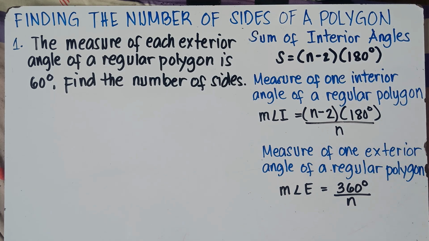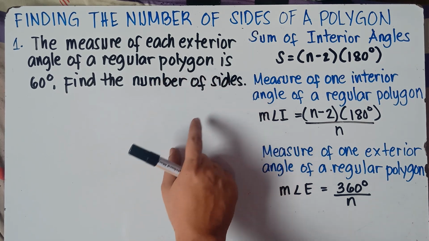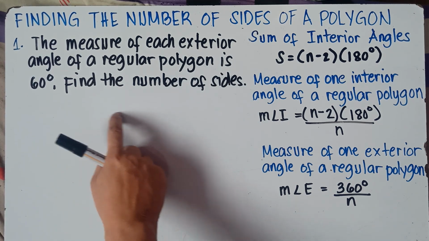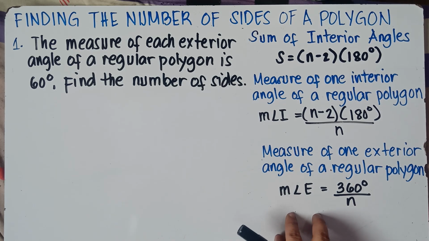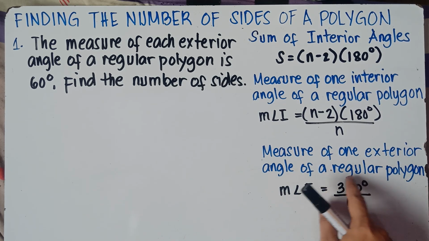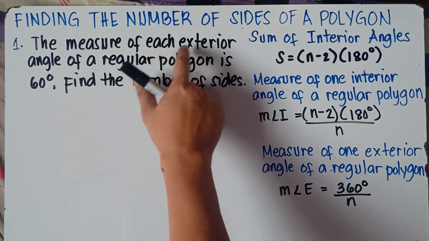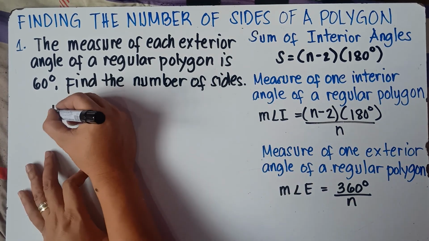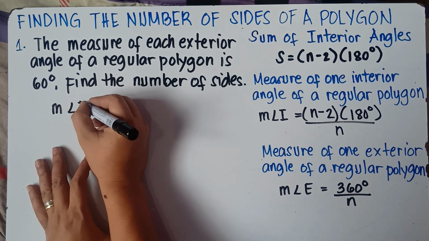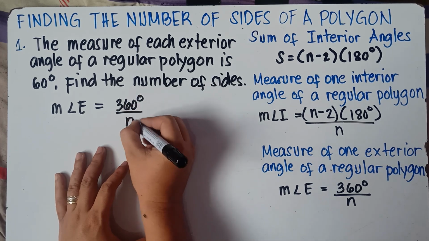Alright, example number 1, the measure of each exterior angle of a regular polygon is 60 degrees. Find the number of sides. Once again, you can only apply this one if the polygon is a regular polygon. So we have given regular polygon and the measure of each exterior angle, that would be 60 degrees. So let's use this formula. Measure of each exterior angle equals 360 degrees over N.